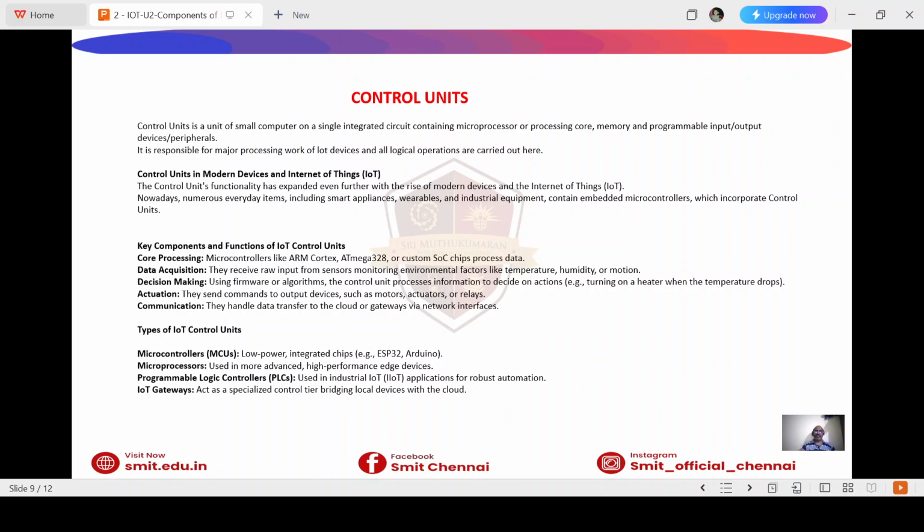Then communications: through the gateway only it can reach a cloud. It can be a private cloud, public cloud, hybrid cloud, or product cloud, depending upon the cloud. These are the main things of IoT control systems, and we have many types of control units. MCUs, microcontrollers, or microprocessors for more advanced high performance edge devices. For small low power integrated chips we have ESP32 and Arduino. For microprocessors we have high-end processors, and we also have programmable logic controllers, PLCs, used for industrial IoT and robot automation. And the last one is IoT gateways, which act as a specialized control for bridging local devices with cloud systems.